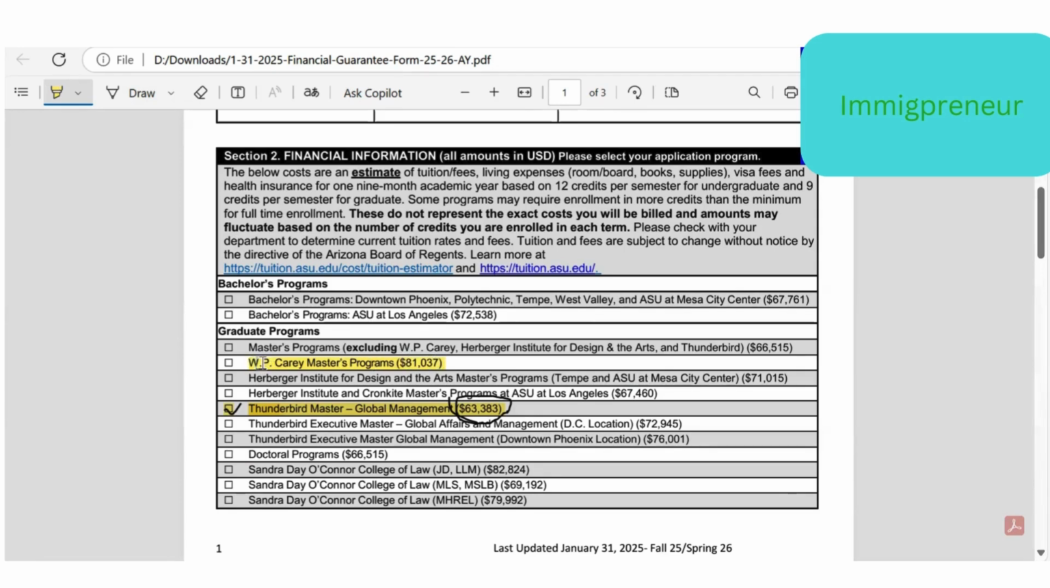So if you're at WP Carey, you look at this amount here, which is about $81,000. If you're going to Thunderbird, you look at this, which is about $63,383. Many universities have different amounts that you have to show for different programs and different schools. This applies to Arizona State University, and you just choose your program, and then you tick that program under this financial information section.